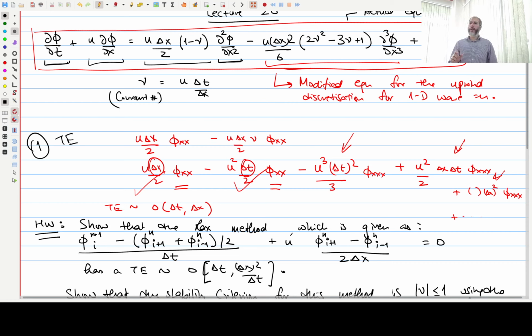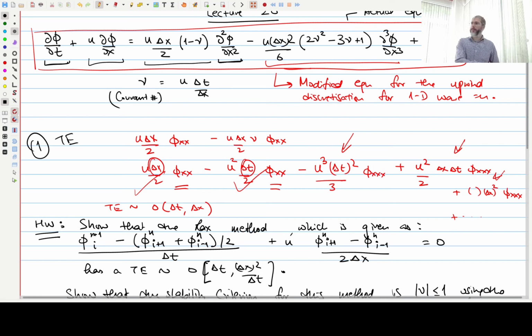So if nu equal to 1, what happens? Nu equal to 1 means u delta t by delta x equal to 1. So u is based on physics, whatever the velocity in the problem is. So I can choose delta t upon delta x equal to 1 by u. I can choose my delta t, and then delta x is given by this condition. So I get nu equal to 1, and my first term becomes 0.